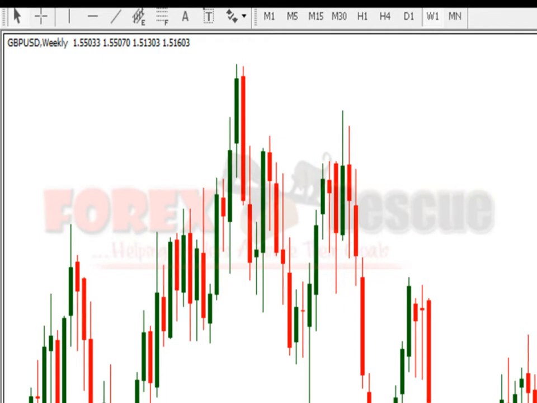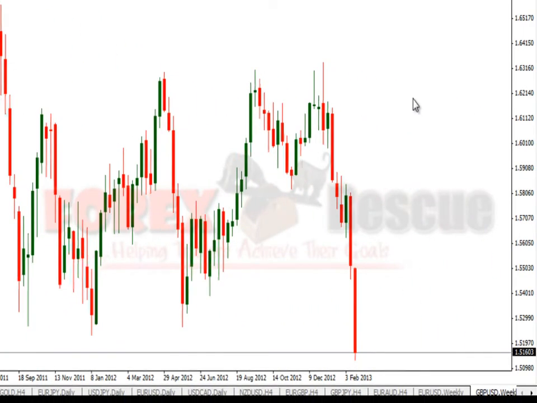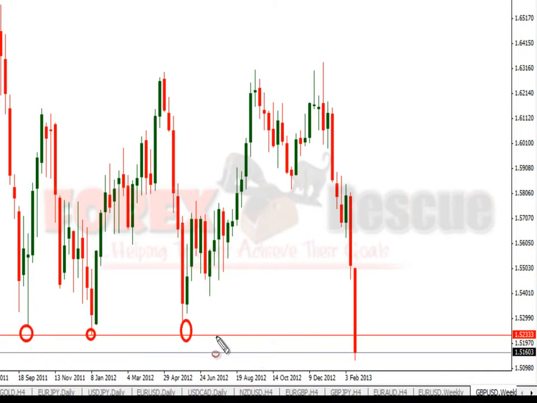This is the pound USD weekly time frame. Now, if you look at the pound USD pair, you discover there are multiple areas of support around here. You can see this area has been tested almost 3 times. One here, here, here. This is what we call a triple bottom. Of course, we expect that this area will be a major barrier for price to penetrate.